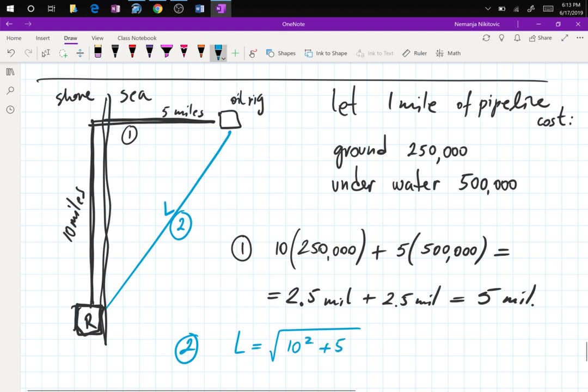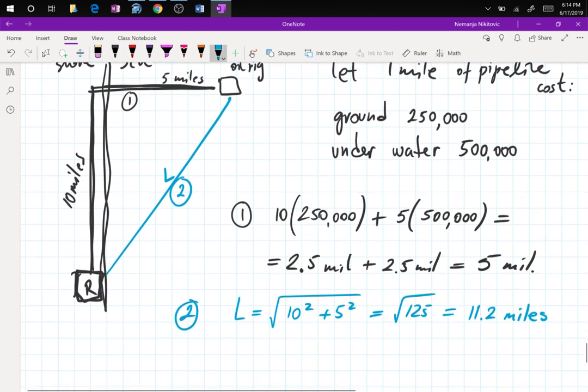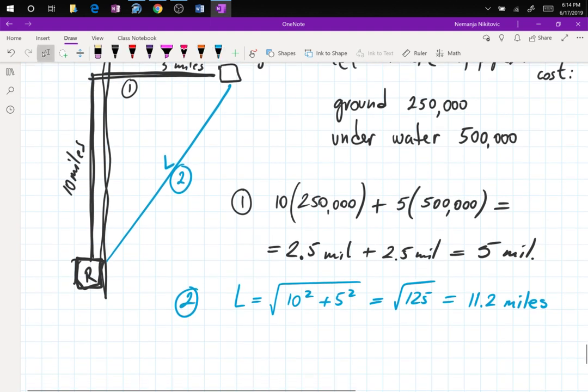10 squared plus 5 squared, which is the square root of 125. Great. Now we're going to hit that to 1 decimal precision. So the square root of 125 is 11.2 miles. So we have 11.2 miles to get from the oil rig to the refinery. And now all of that is underwater.